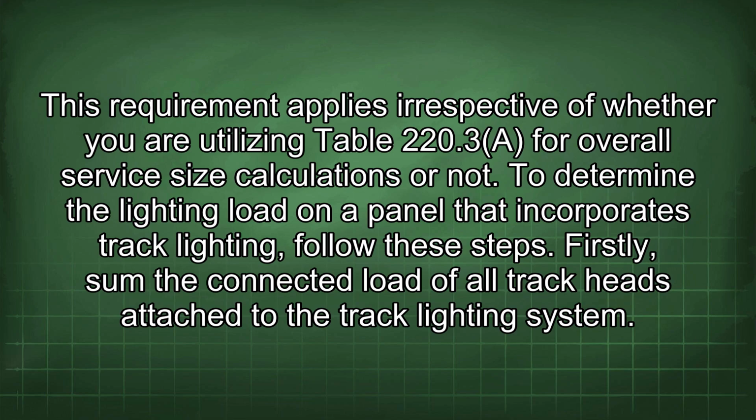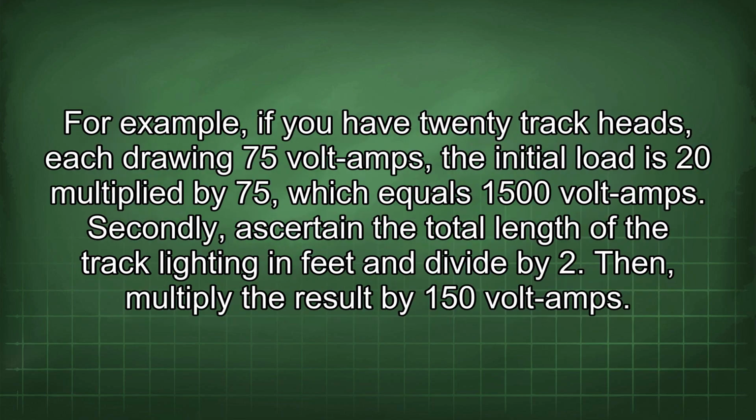To determine the lighting load on a panel that incorporates track lighting, follow these steps. Firstly, sum the connected load of all track heads attached to the track lighting system. For example, if you have 20 track heads, each drawing 75 volt amps, the initial load is 20 multiplied by 75, which equals 1500 volt amps.